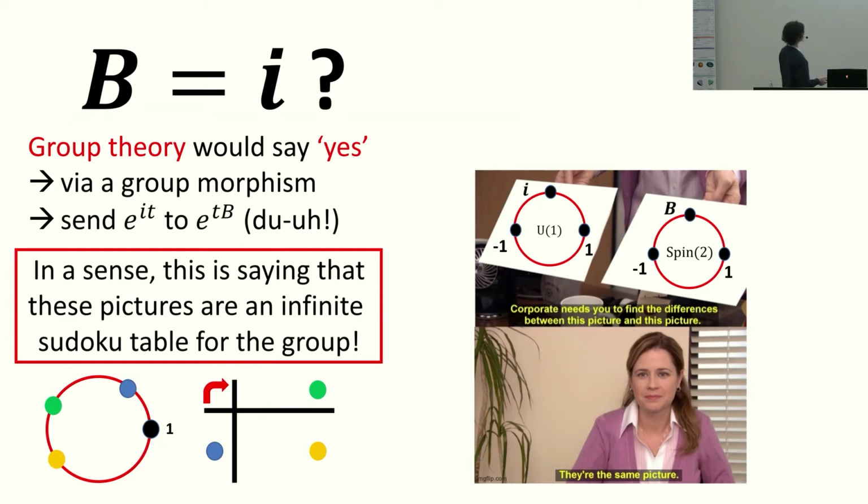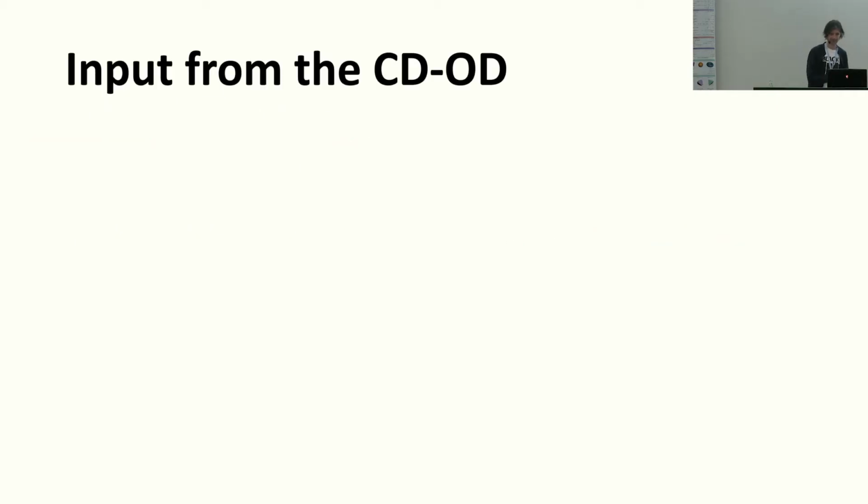Does this mean that B is equal to I? Well, a group theorist, he or she would definitely say yes. But the yes is an algebraic yes. The yes is a group morphism. You just send something to something else, and then it's the same. Good. Is it the same? Important question. We'll address it later.